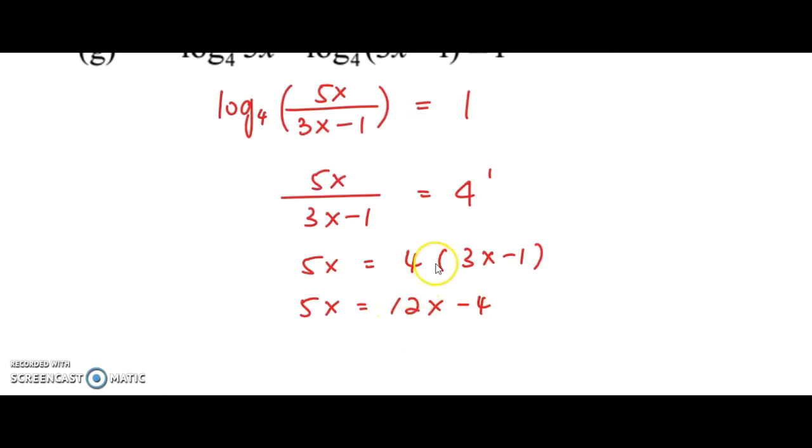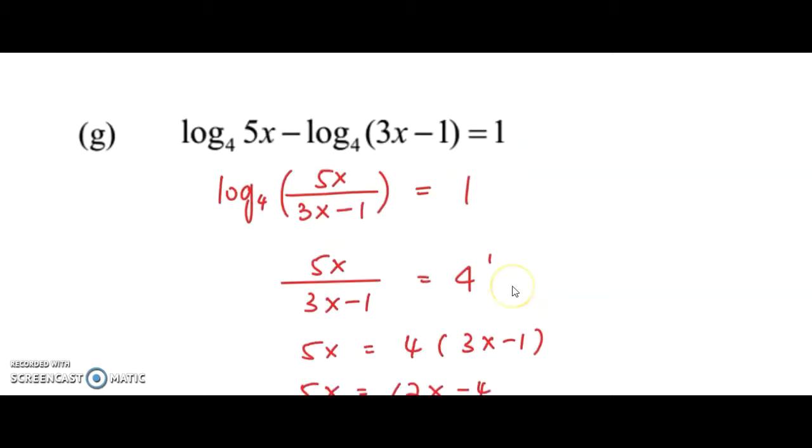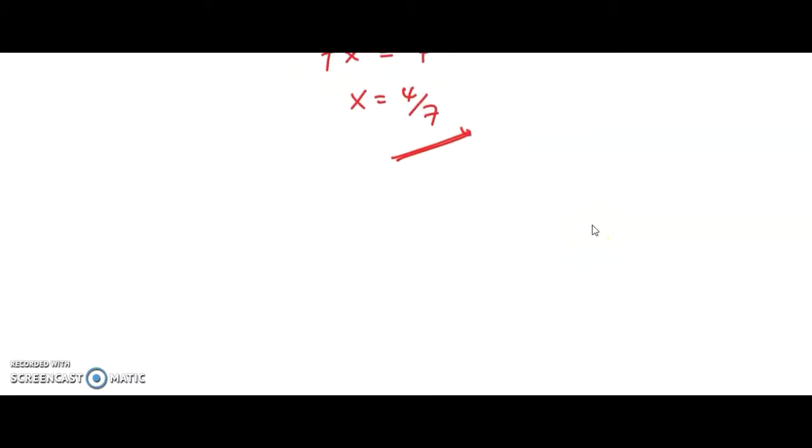Then solve for this linear equation. I got my 7x equals to 4. Then x equals to 4 over 7. Again, you need to check the answer 4 over 7 by substituting the 4 over 7 into the x. With the help of a calculator, check whether the left hand side value is equal to 1. Then you will know that your answer is correct.